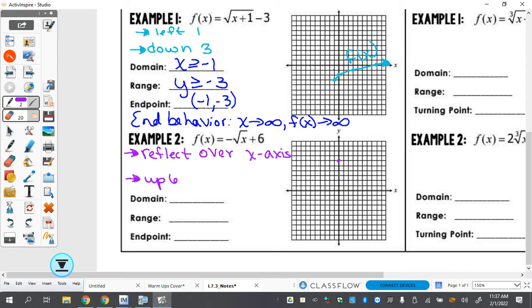So then our second point was at 1, 1. If I reflect it, it's now at 1, -1. And then I move that up 6. And then 4, 2 gets reflected. And then up 6. And then 9, 3 is reflected, and then up 6. Got it wrong on that one.